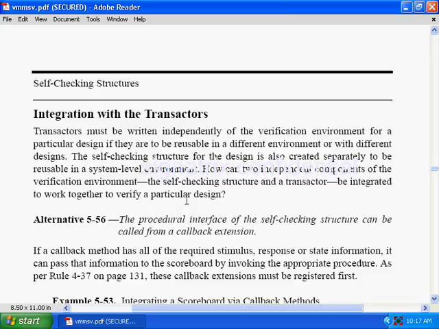The self-checking structure for the design is also created separately to be reusable in the system level environment. So when you are doing ad hoc testing at block level, you are making each and every component generic, so that not only can you reuse it in any other environment, you can even reuse it when you are verifying at system level.